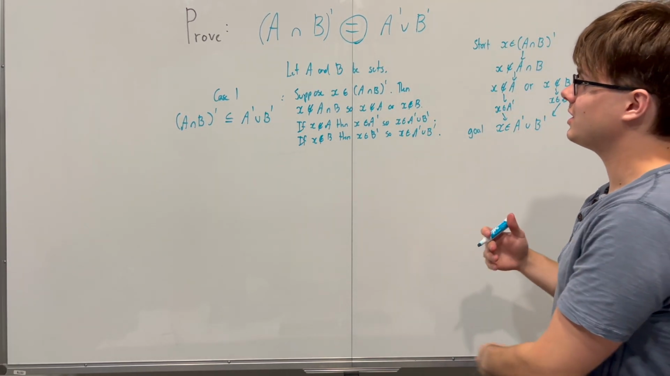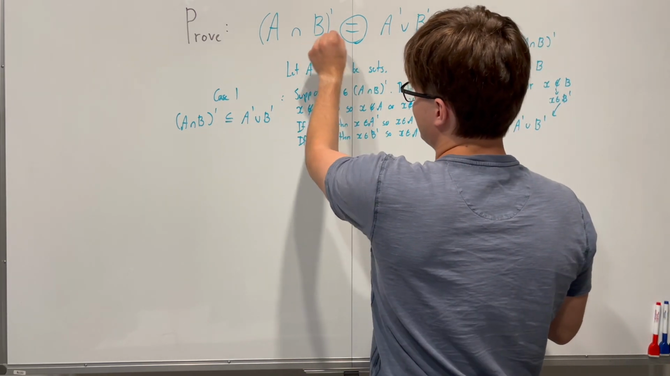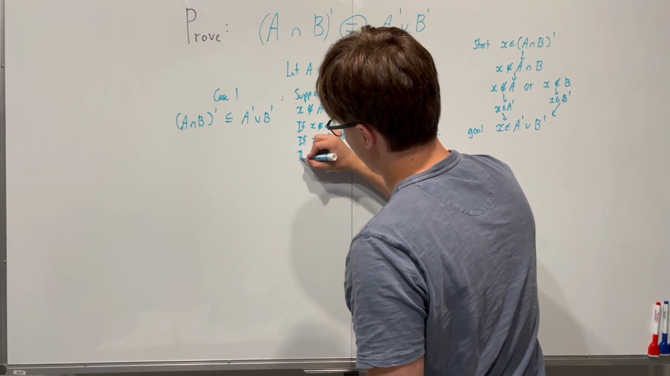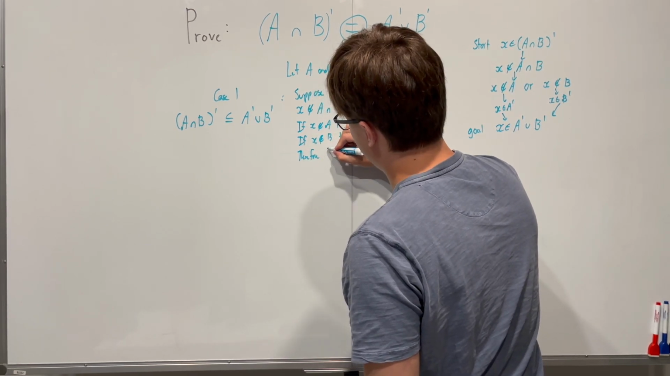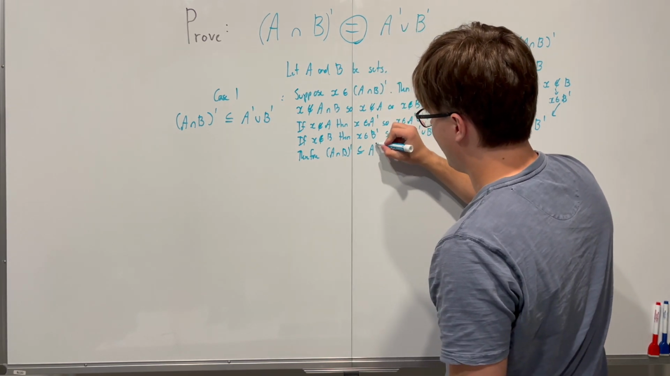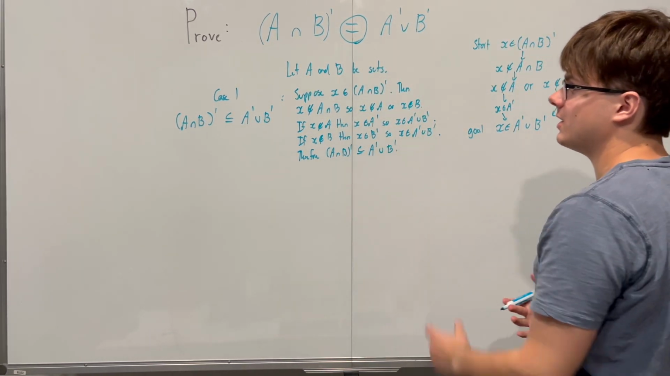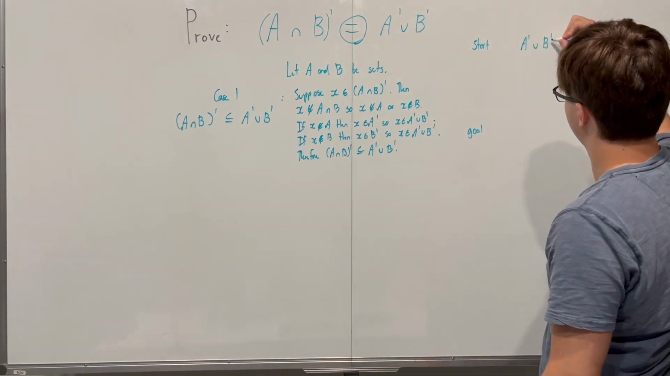Okay, and now because we've proven that this is going to be an element of this, then we can conclude that the left-hand side is a subset of the right-hand side. So we say, therefore, the complement of A intersect B is a subset of A complement union with B complement. Fantastic, we've proven our first case. Now let's do our second case.